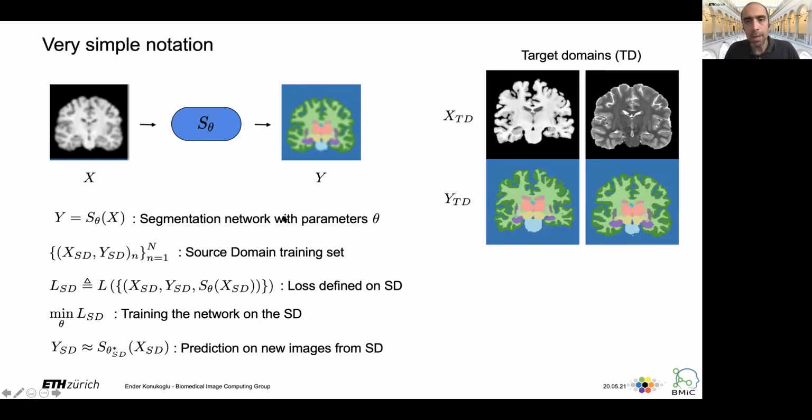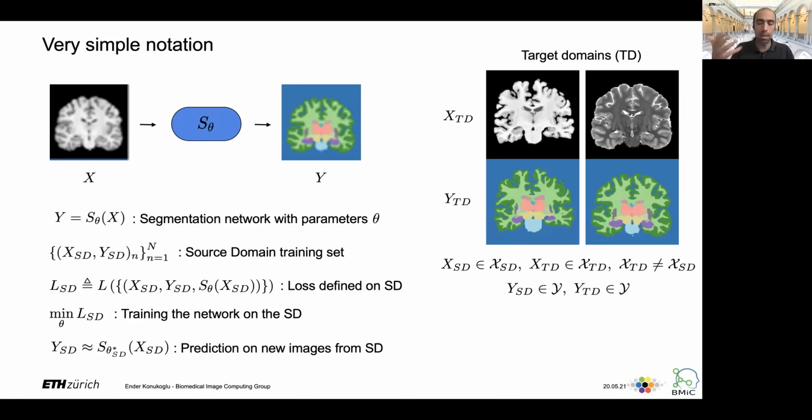For the target domain, I will again represent them with X and Y, but I will use subscript TD for the target domain. Here I will assume that there are, again, images. Source domain images are coming from a space of images, and target domain images are coming from another space of images. The issue is they're not the same space. But the labels themselves are coming from the same space, meaning that I'm looking at the same anatomy. Not exactly the same anatomy, but the same anatomical site. So I expect to see brain images, brain structures, I expect to see prostate, and so on.